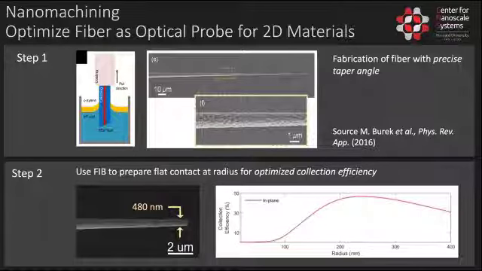First, he uses an HF solution to very precisely fabricate a precise taper angle. And then in a second step, he uses the focused ion beam to prepare a flat contact area with exact radius, which produces the optimum collection efficiency.